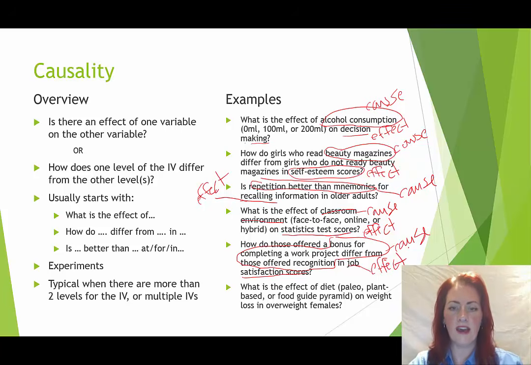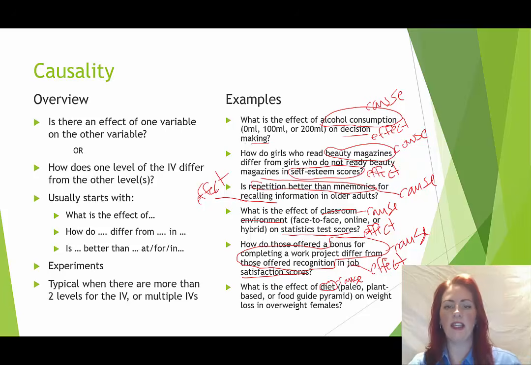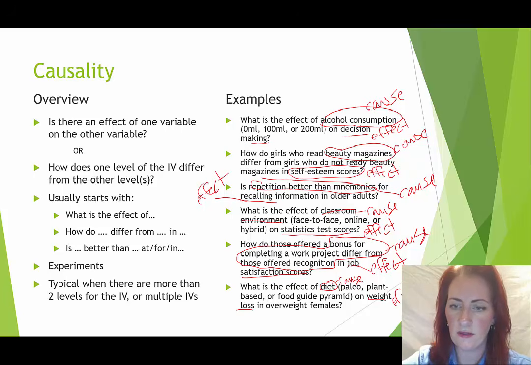And the last one we have is, what is the effect of diet, whether it be paleo, plant-based, or the food guide pyramid, on weight loss in overweight females? So here we have diet as our cause. We have the three different groups that we want to compare: paleo, plant-based, or the food guide pyramid. We want to look at what impact that the particular diet people are exposed to has on their weight loss. So weight loss would be the effect.